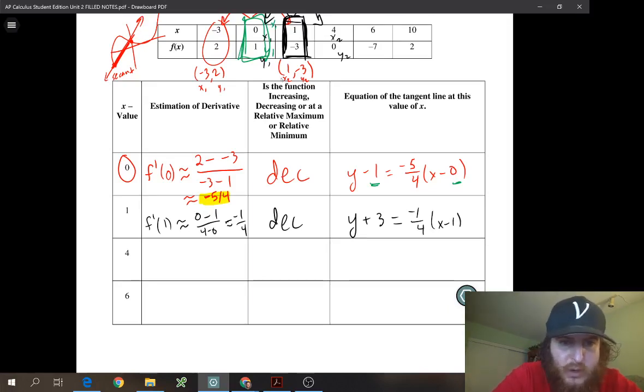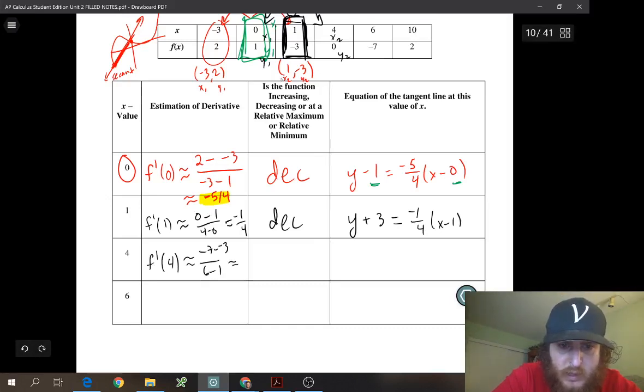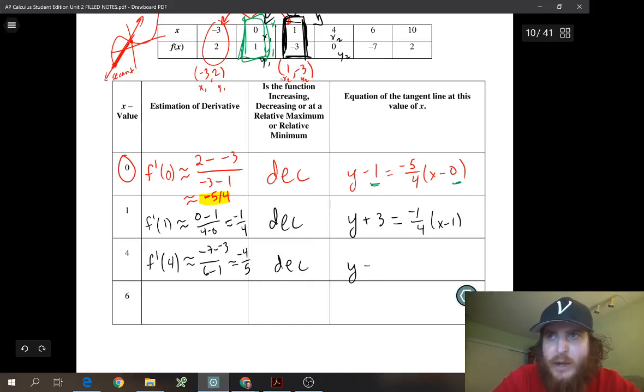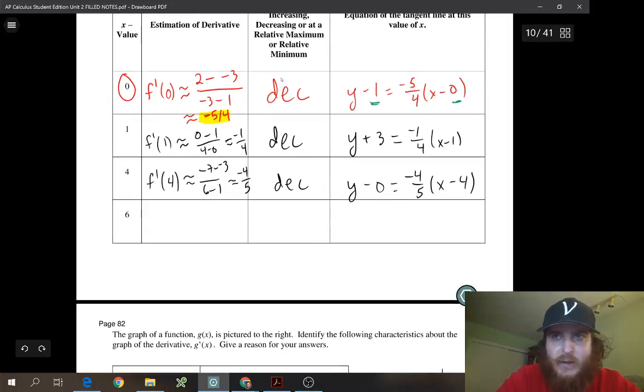You guys could pause the video and try these on your own if you want to. So for 4, the points around these, I'm going to write -7 minus -3 over 6 minus 1. That gives us -4 over 5. So again, we're decreasing, and we have y minus 0 equals -4/5 times x minus 4. And again, we were decreasing because we had a negative answer.